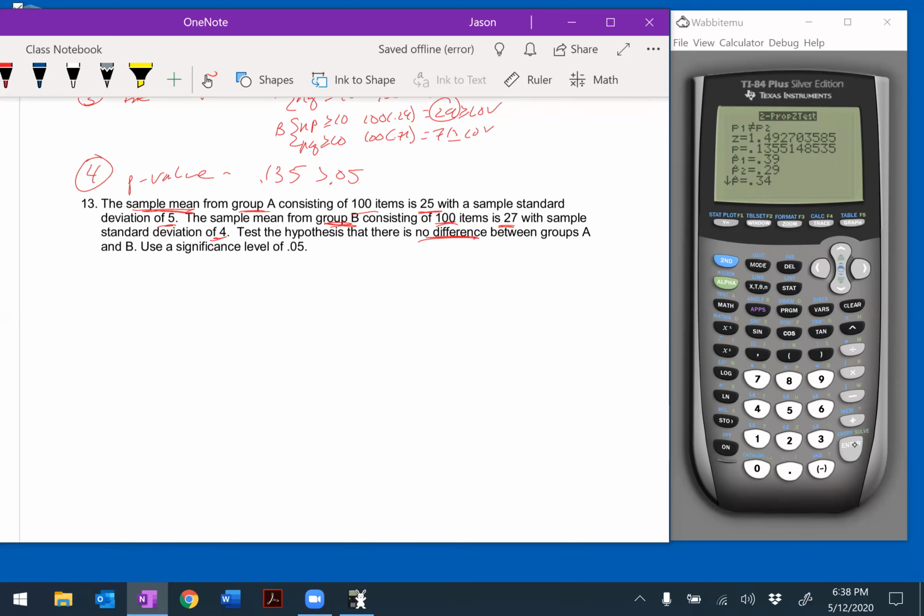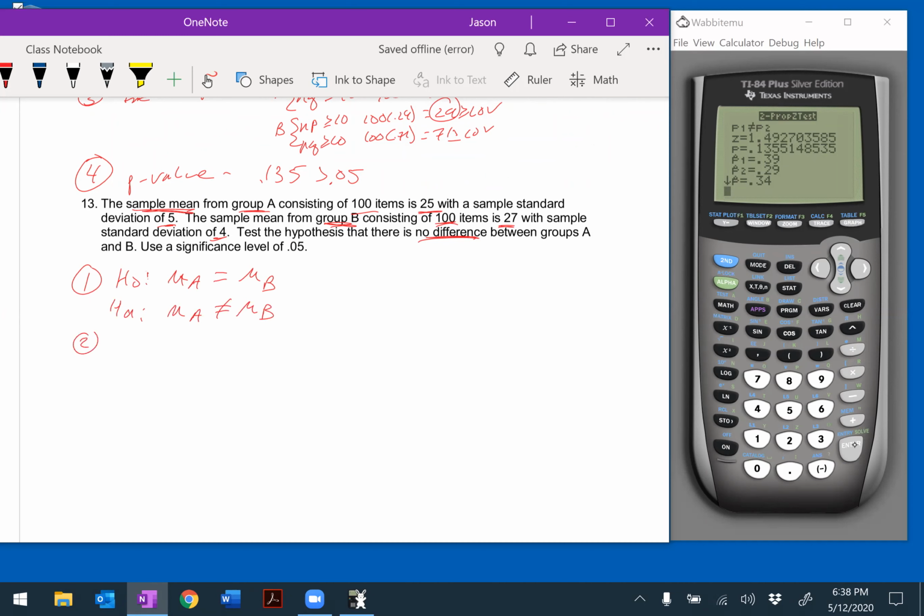So now we're going to do the exact same thing, but we're doing it with means now. Two samples with means. So this is going to be H0: mu A is equal to mu B. That's my null. My alternative is that mu A is not equal to mu B.